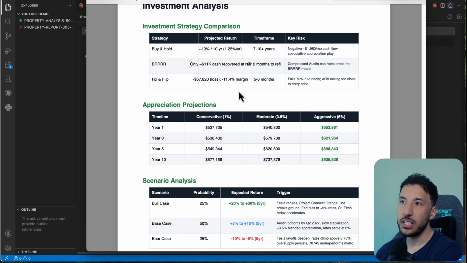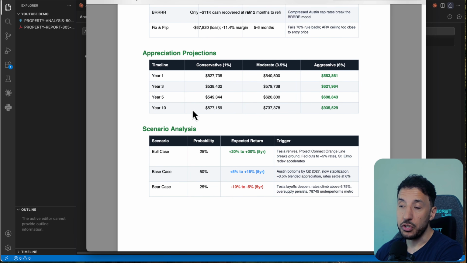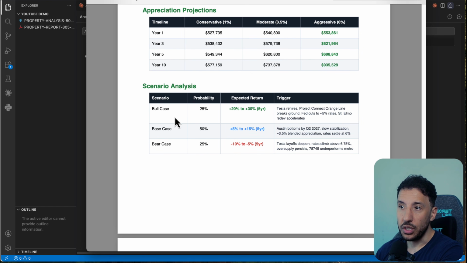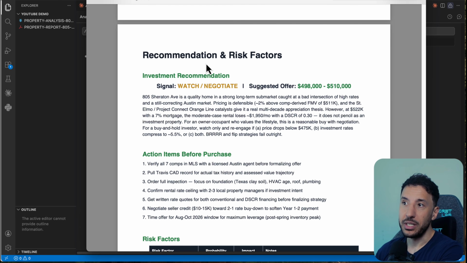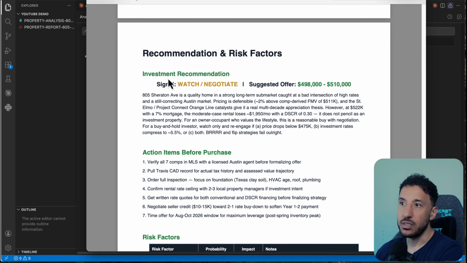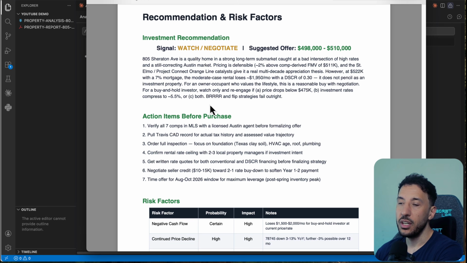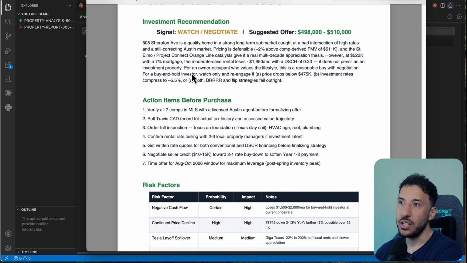And then it gives you an investment analysis as far as the buy and hold, the BRRR, and the fix and flip scenarios, the appreciation projections, the scenario analysis, the bull case, the base case, the bear case, all of the information, including a nice little recommendation and risk factor, right? So it says signal investment recommendation, watch, negotiate, suggested offer 498,000 to 510, which is in the same range that they had listed. So this is a good price range that it's giving you, and it also gives you all of the information regarding that neighborhood and that house itself.